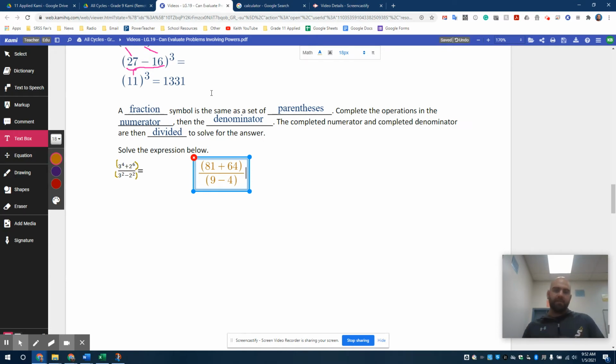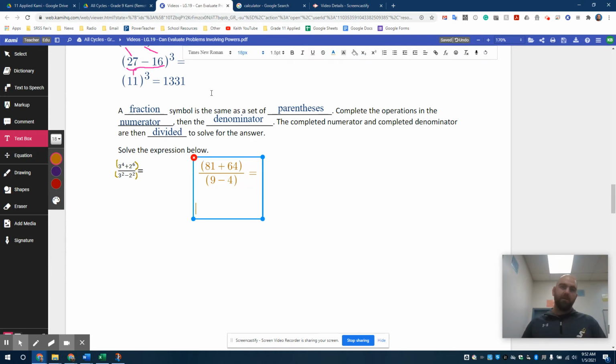What I've done is I just completed all the powers. I solved all the powers in both of them. And again, we can do both of them at the same time. That's totally fine, but we're not mixing them up yet. We're just doing what's inside of the brackets, and we're showing it all at the same time.